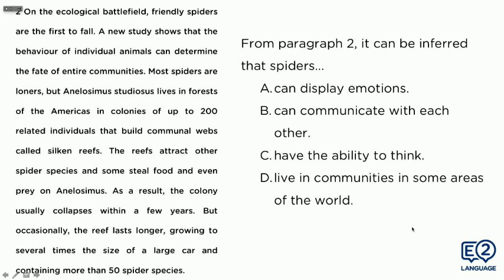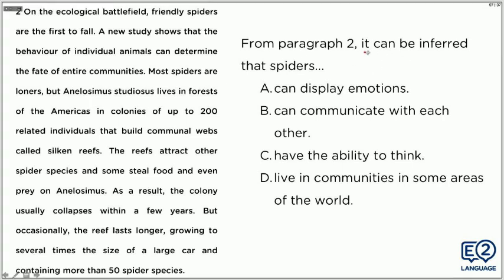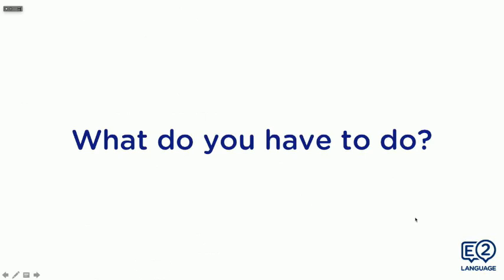On the left-hand side, you'll have your paragraph of text. On the right-hand side, you'll have your question. And just before I move on, you can see in the question prompt that it says "it can be inferred." So we know that this is the inference question from this word here, inferred. Fine. So what do you have to do?